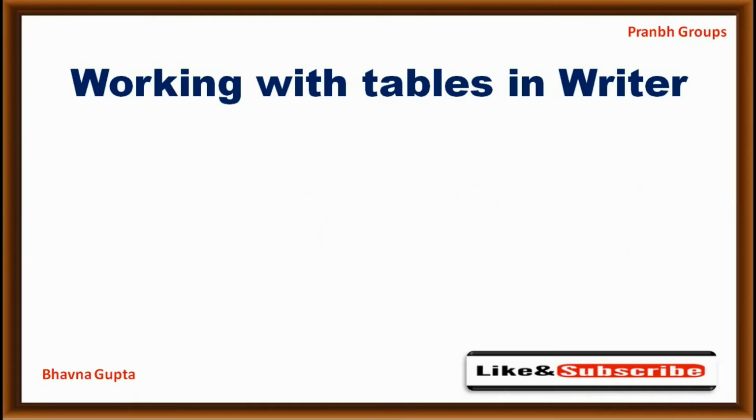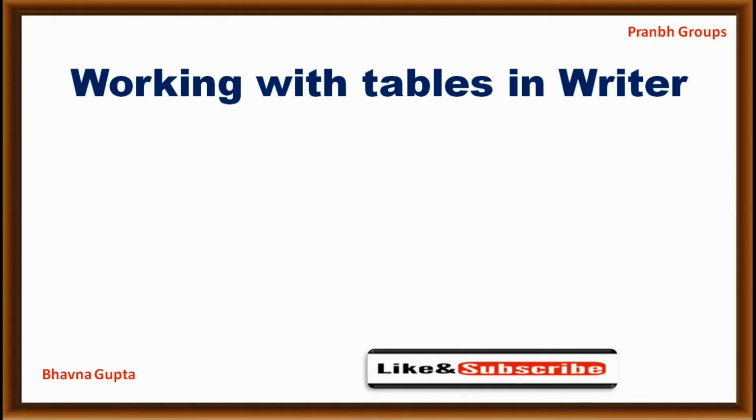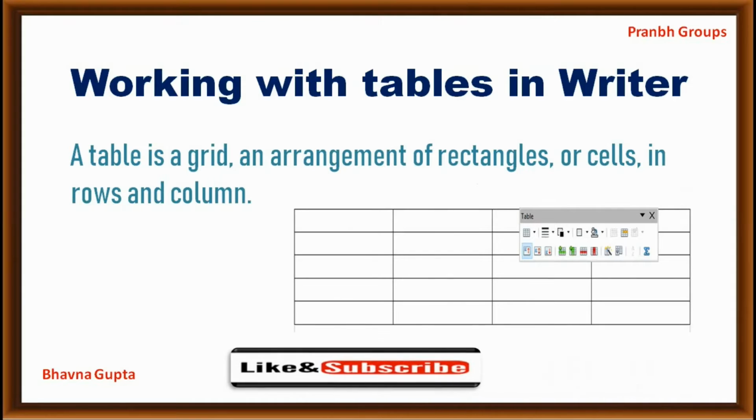First topic, working with tables in Writer. A table is a grid, an arrangement of rectangles or cells in rows and columns. You can use tables to format all or part of your document into columns and rows. You need tables because they are the best way to organize graphics, columns, headings and rows.